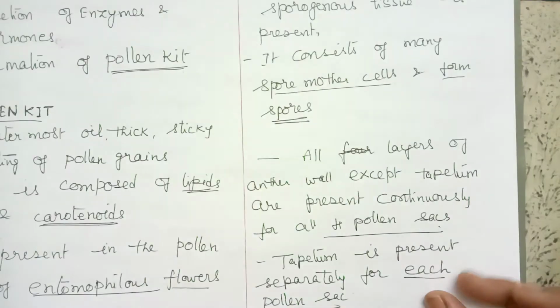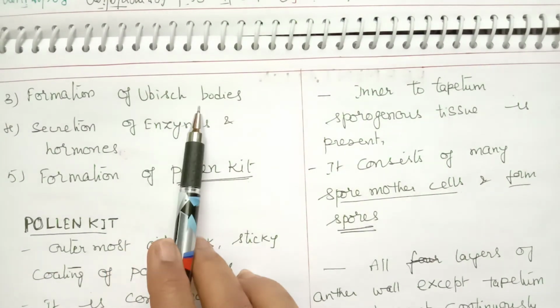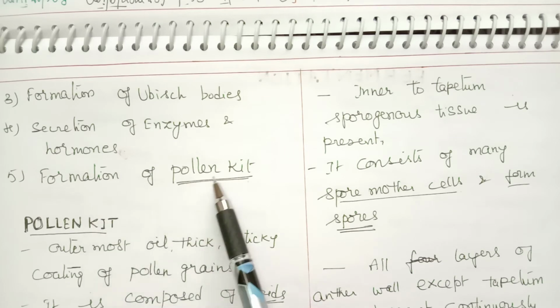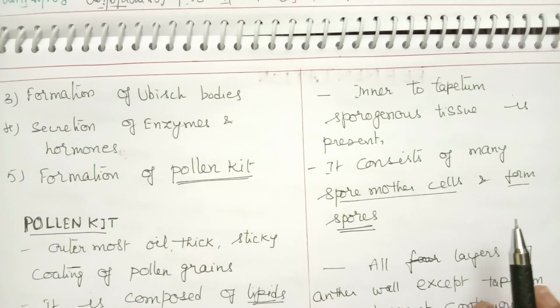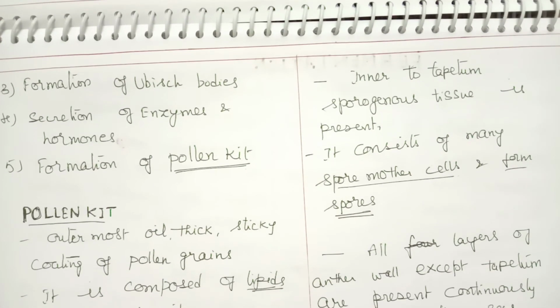Then the next function, formation of Ubisch bodies, just like what we have just discussed. Formation of Ubisch bodies will later form the exine. Then secretion of enzymes and hormones, and also formation of pollen kit. So what is this pollen kit? We are just going to see. These are all functions of the tapetum.